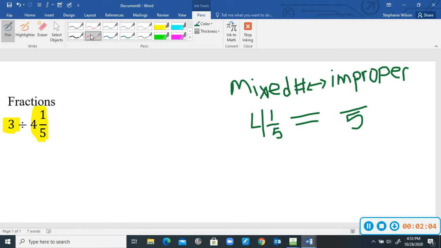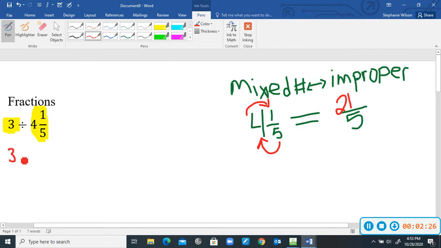Now let's follow the rules. It says we're going to take the denominator and multiply it to the whole number. So now we got 5 times 4, which is 20. And then we're going to add it to our numerator. So 20 plus 1, and I got 21. So here is my improper fraction. So what I want to do is put 3 divided by that 21/5.